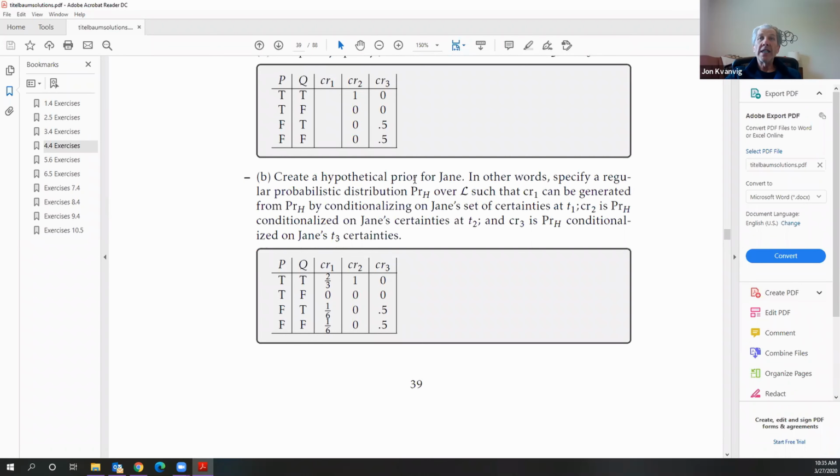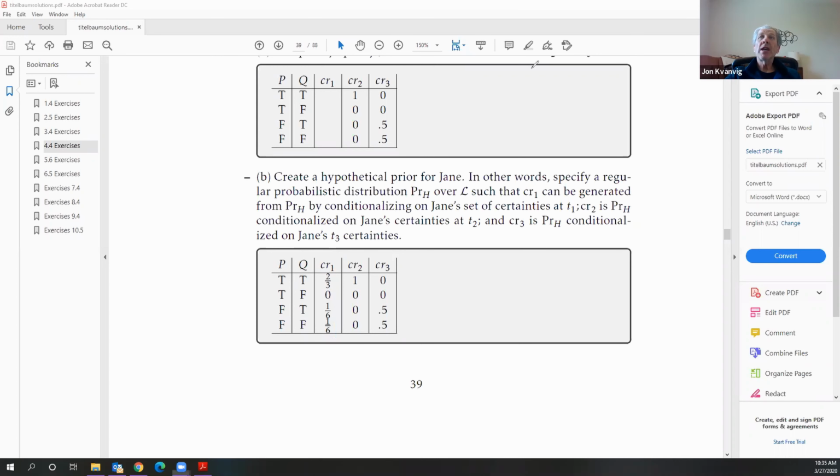Then the idea is to retrodict rather than predict. You're supposed to figure out what the credences are at time 1 that could lead you to the credence at time 2 by conditionalizing. So these are values that will do that: 2/3, 0, 1/6, and 1/6.